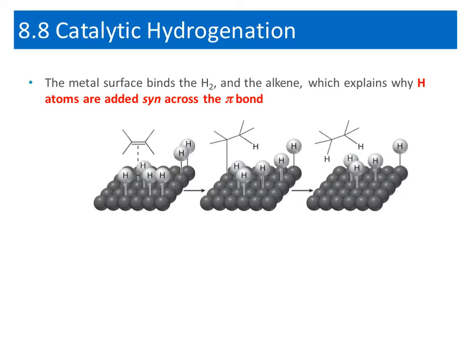Now upon that, when the alkene comes in and coordinates to the surface of the metal from its top or bottom face, each hydrogen is added to each carbon of the double bond on the same face that the alkene coordinates to the surface of the metal. So that can explain why addition is happening through a syn process.